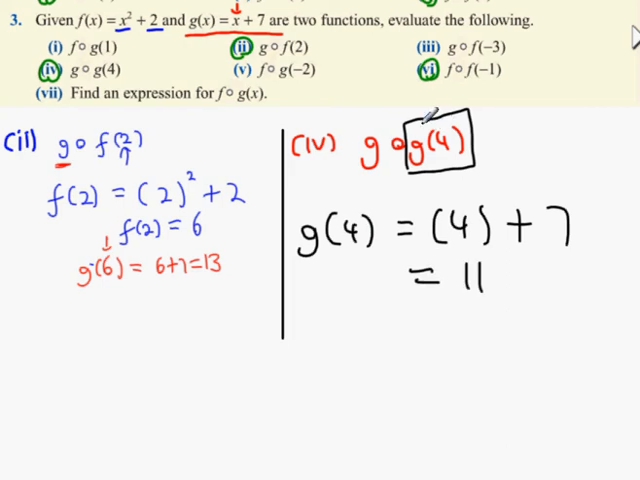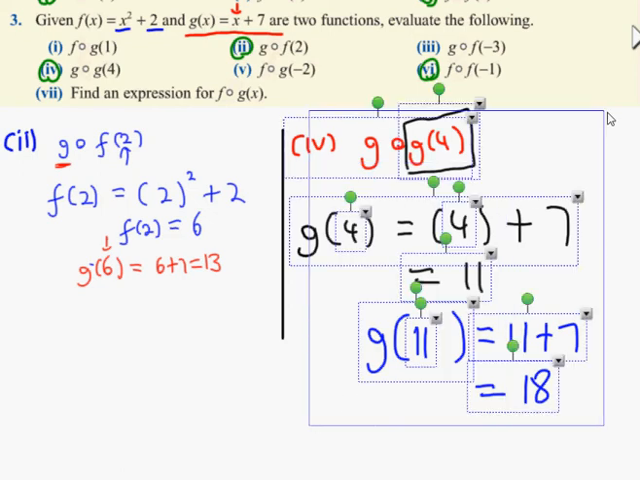Now that you've done what's in this box, what's left over then? g brackets. g of 11, perfect. And what's the rule for g again? x plus 7. Whatever it is, add on 7. Wherever x is, add on 7. So what's the answer then? 11 plus 7, which is 18. There you go. It's not too bad. Okay, that's part 4.